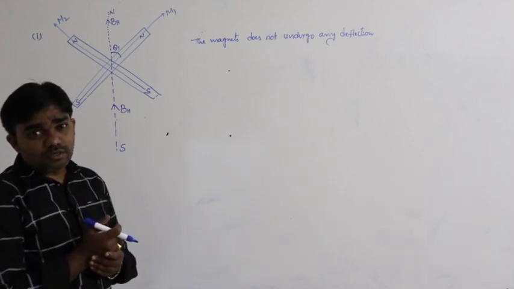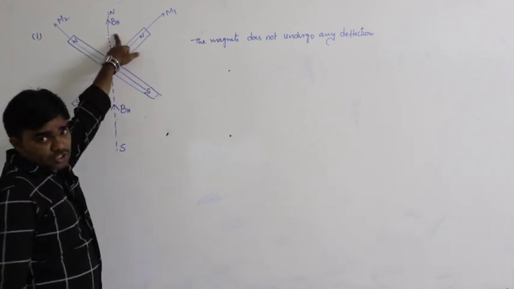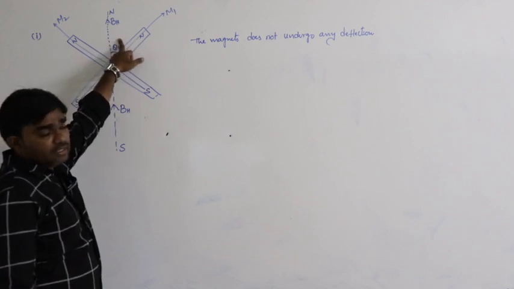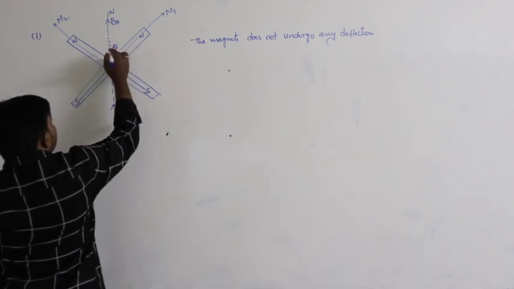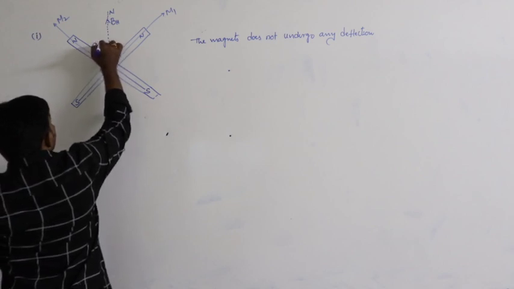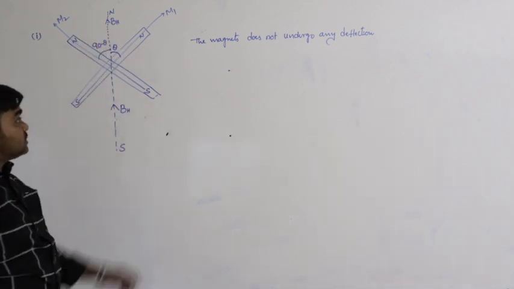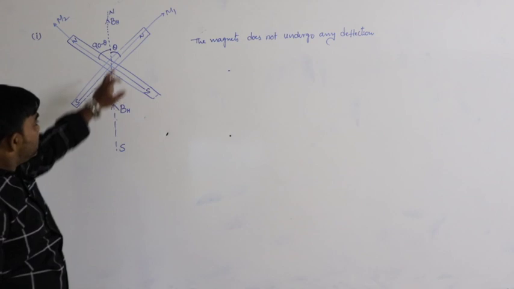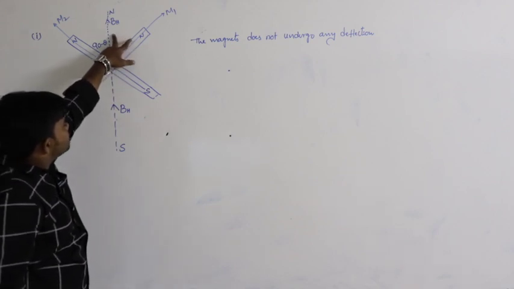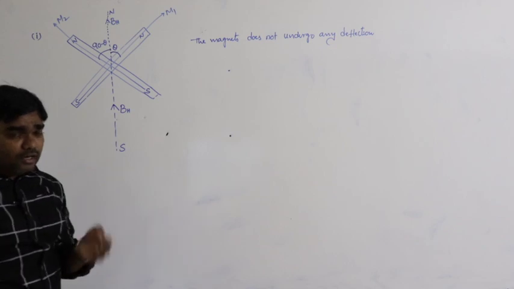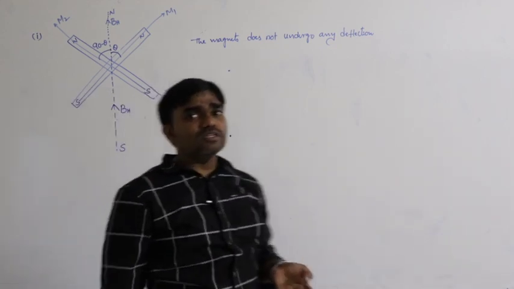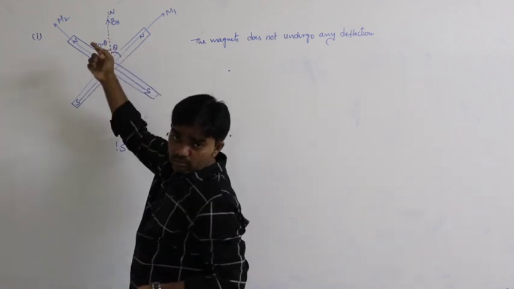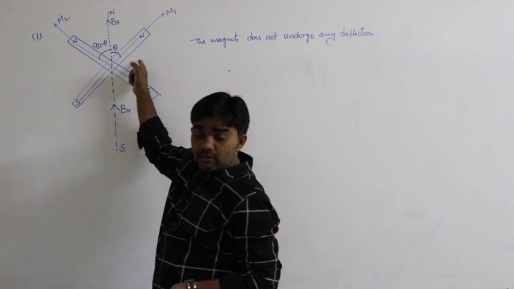When is this condition possible? This is the BH magnetic field. For this magnetic field, the first magnet makes an angle theta, and the second magnet makes an angle 90 minus theta. So the angle between BH and this magnetic moment is theta. According to the definition of torque, what is the torque formula? Tau is equal to mB sin theta. Here m and B we have, and the angle also we have.